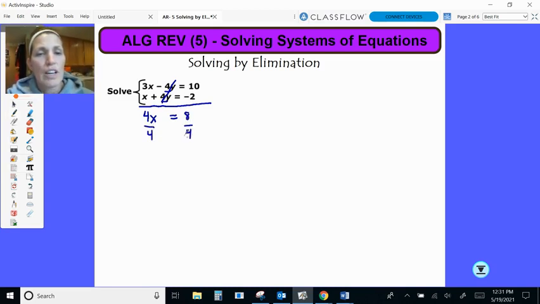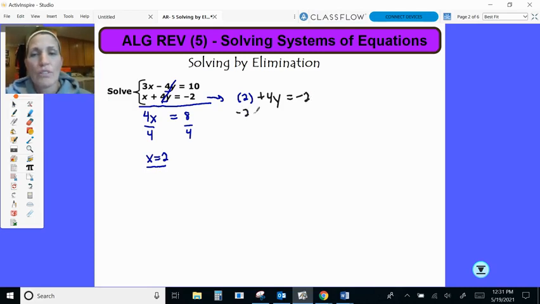So we divide by 4. We have x equals 2. Okay, so now we've got to find out what y is. And I'm going to probably pick this equation here. So I'm going to go x, which is going to be 2. I'll just use my blue still, I guess. So I'll put 2 and then plus 4y equals -2. And I'm just going to solve for that.